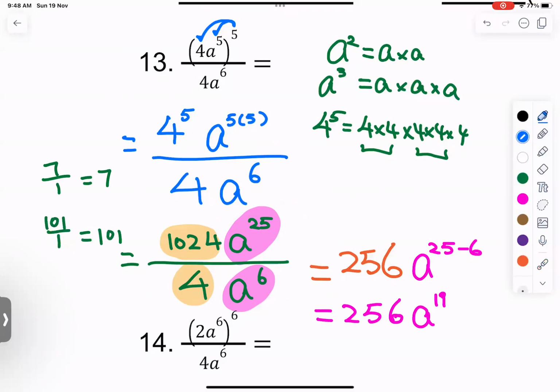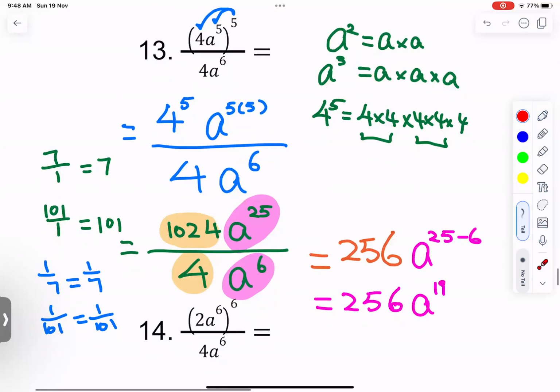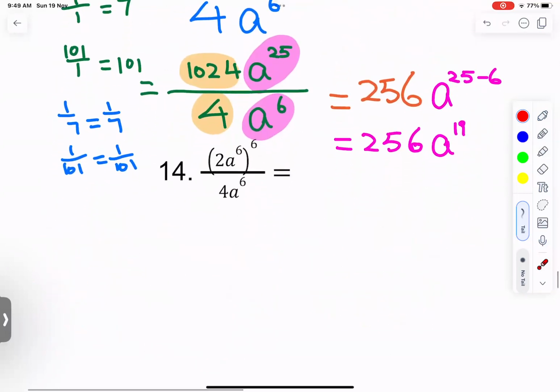But if you click 1 over 7, you will still get 1 over 7. 1 over 1 over 1, you will still get 1 over 1 over 1. So the upper one, we don't make disappear. The bottom one, we can make disappear. Okay, next. I know this is a little harder now, but I think you guys can do it, right?